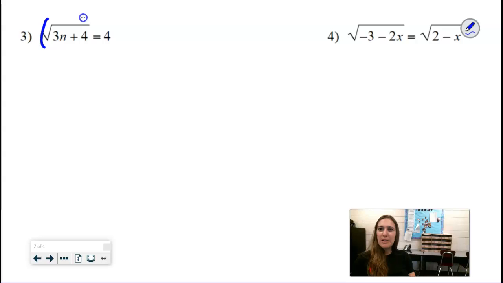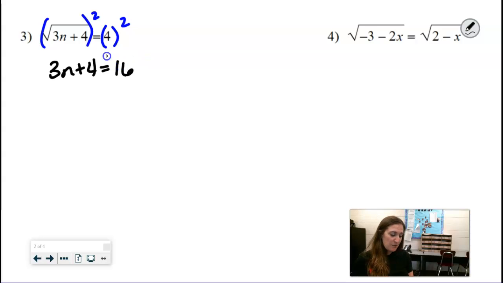Okay, number 3, we're ready to square both sides to get rid of the square root symbol. On the left side, the square root and square just cancel, and you end up with a 3n plus 4. On the right side, you do have to square the 4, and you get a 16. So now I have a real basic linear equation that I can solve through just a couple of steps. I'm going to subtract 4 from both sides.